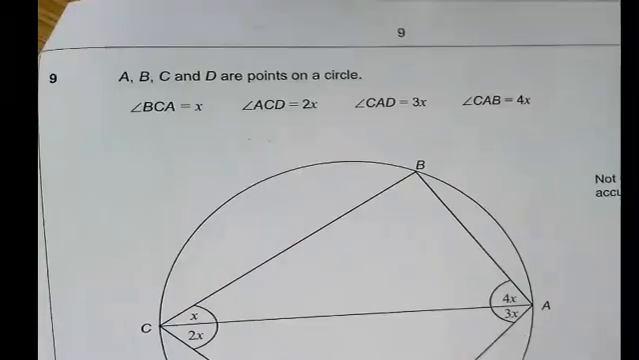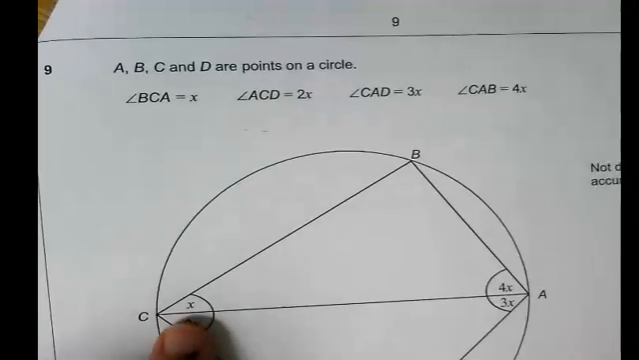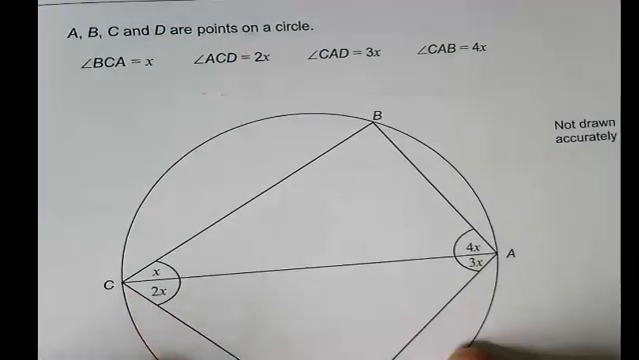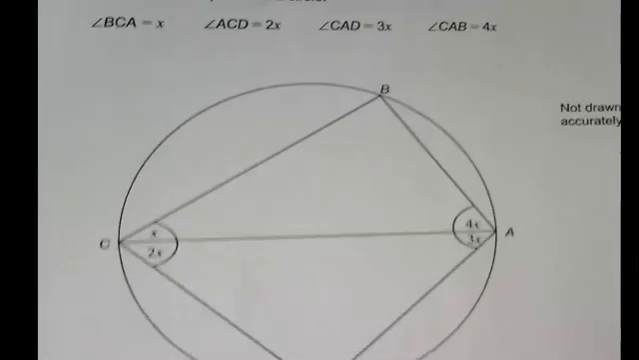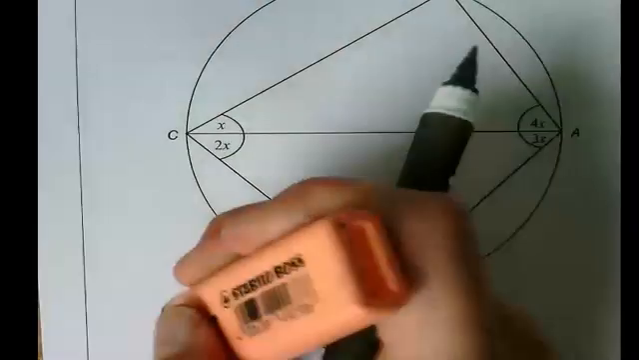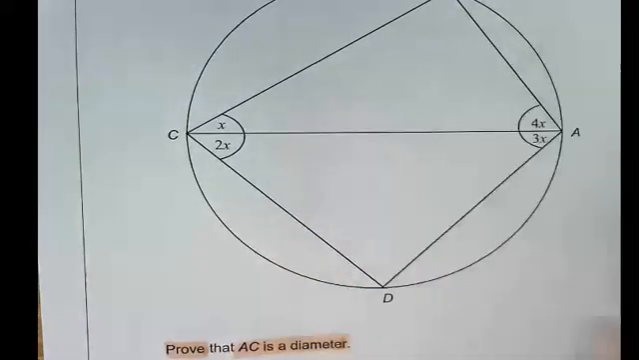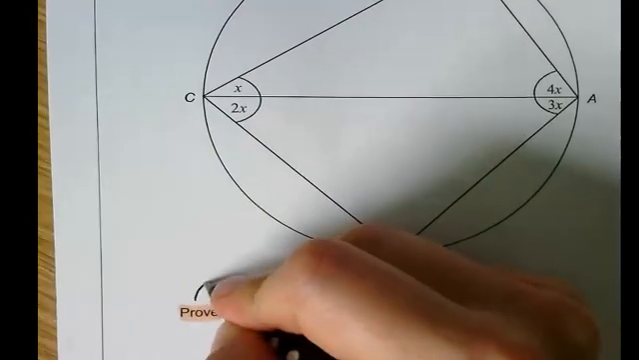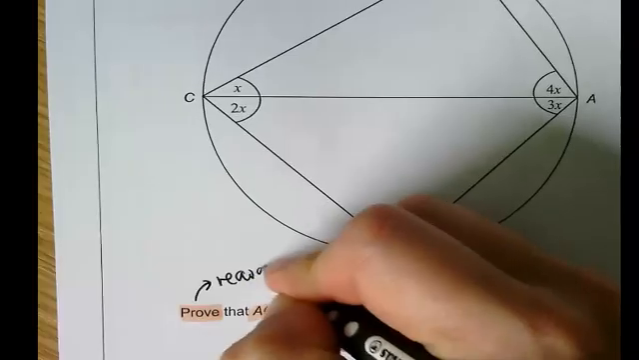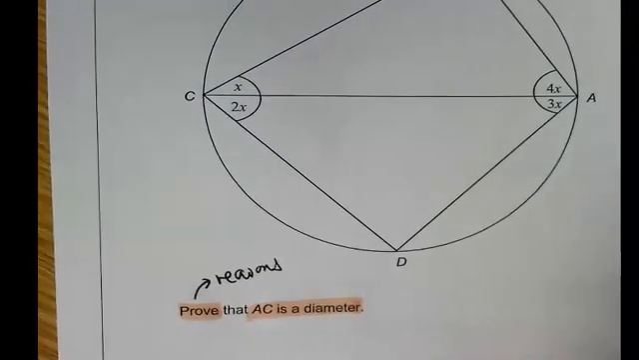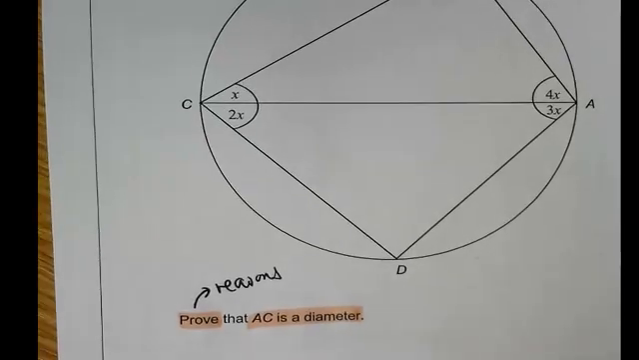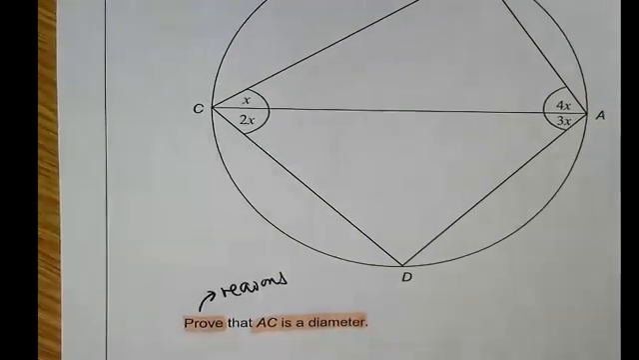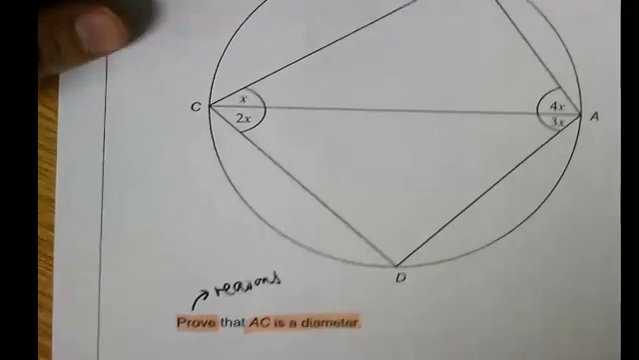Question 9. A, B, C, and D are points on a circle. BCA is x, ACD is 2x, CAD is 3x, and CAB is 4x. I've got all that information already on. Prove that AC is a diameter. Whenever I have a proof question, I need to make sure that I'm giving reasons. So I'm going to list reasons whenever I can. It's probably circle theorems or angles in triangles, those kinds of things. I'm going to make sure that I give my reason each time.